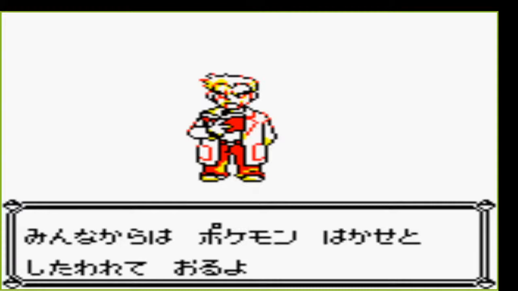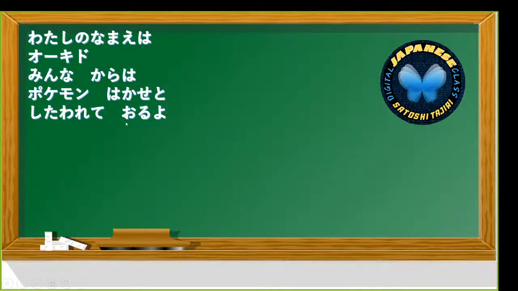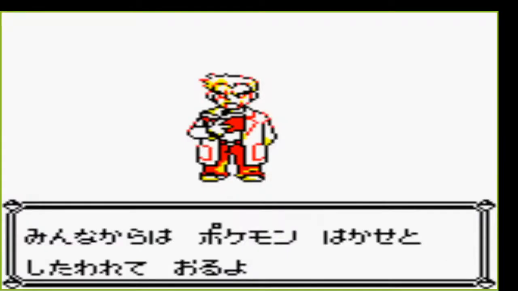So, next. Kakaseto. Okay, and we are adding here eto shitawarete oru yo. Okay, so we have our shitawarete oru yo. Okay, next one.